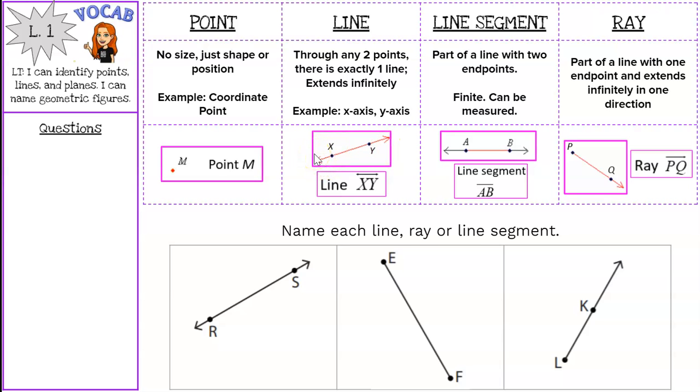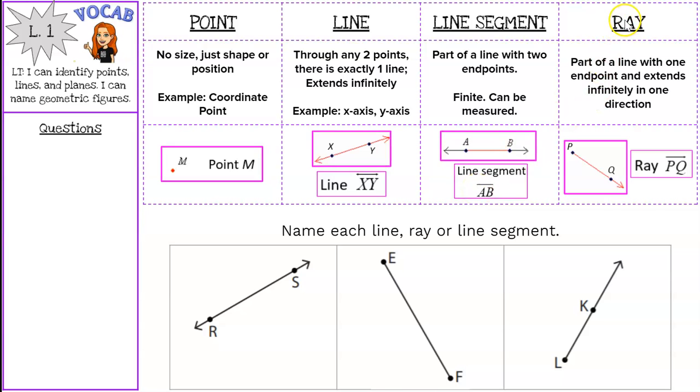A line segment is a part of a line with 2 endpoints. It's finite and it can be measured. So here you see we are just highlighting the portion between points A and B, which makes it a line segment. So it'd just be line segment AB. You see how the line on top does not have the arrows pointing in either direction.